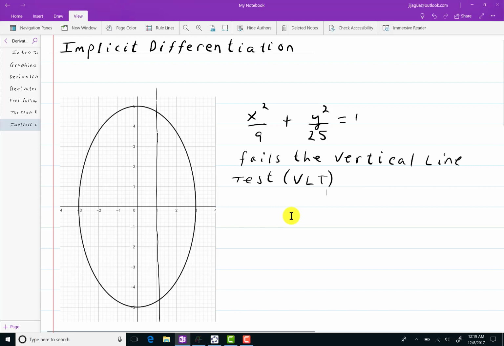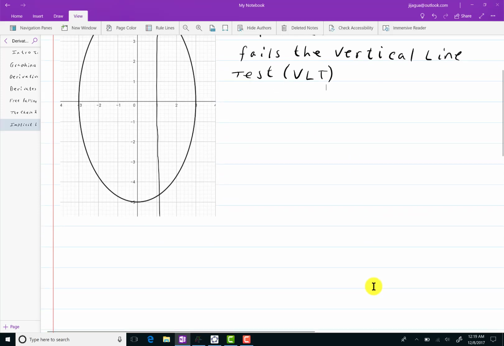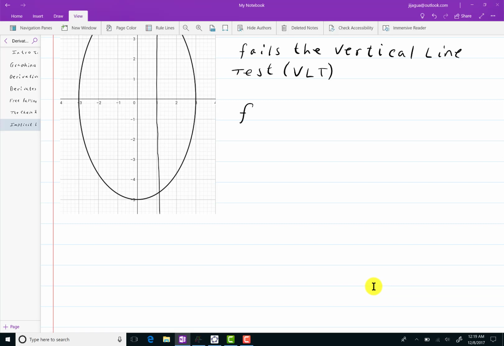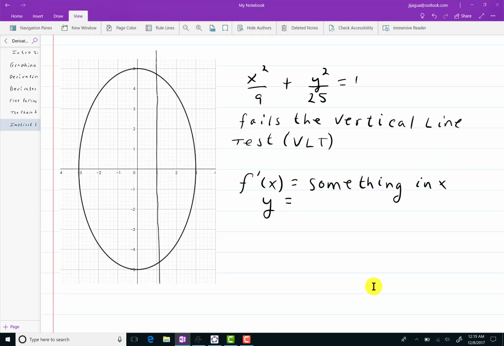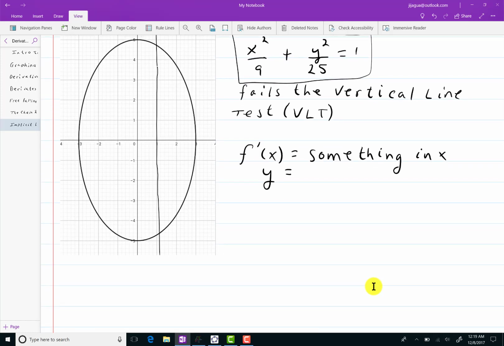So far, all of our derivatives have looked like this: f prime of x equals something in x. That is, you've been able to get y on one side and x's on the other side. But sometimes you can't do that. Look at this. If I want to get my calculator or your calculator to graph it, you have to try to get y by itself.